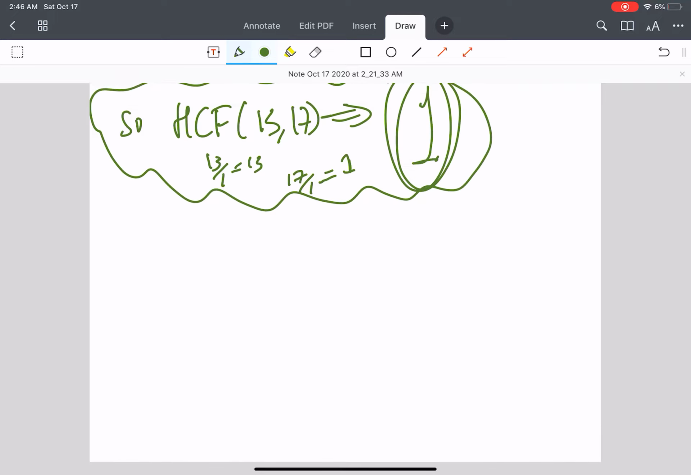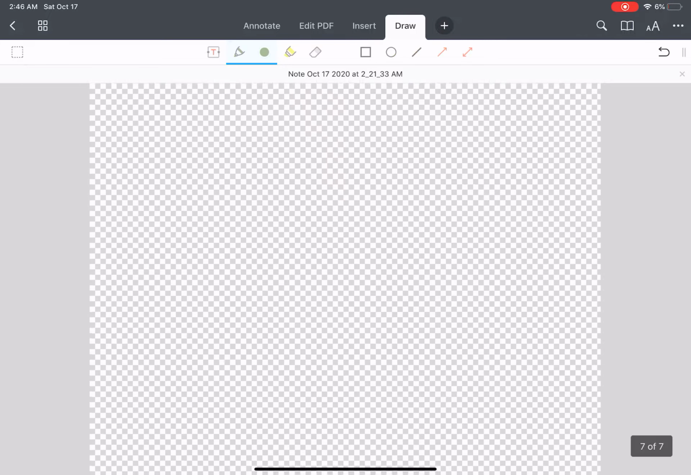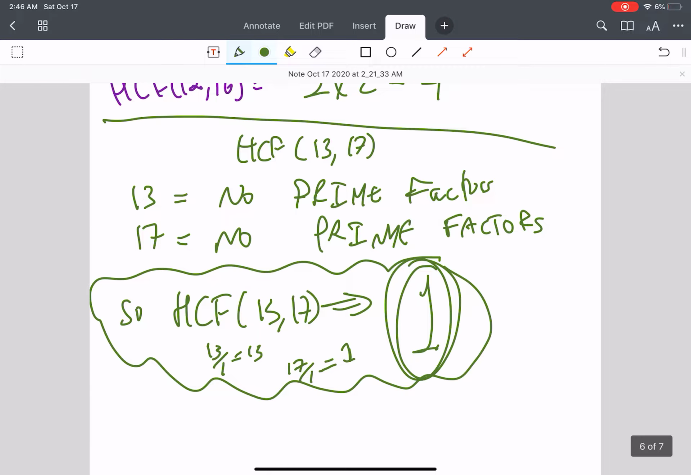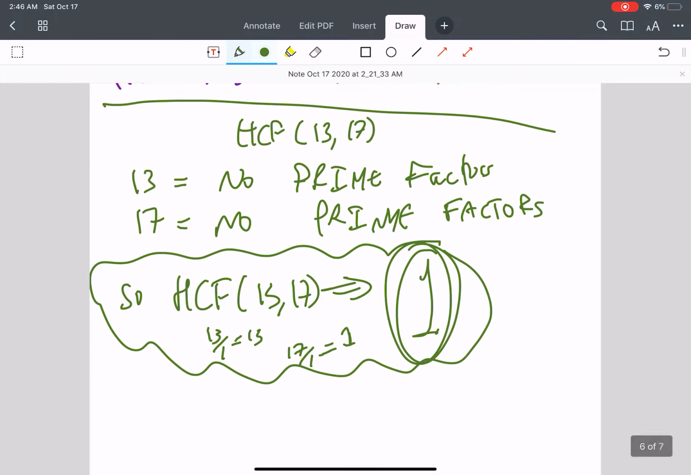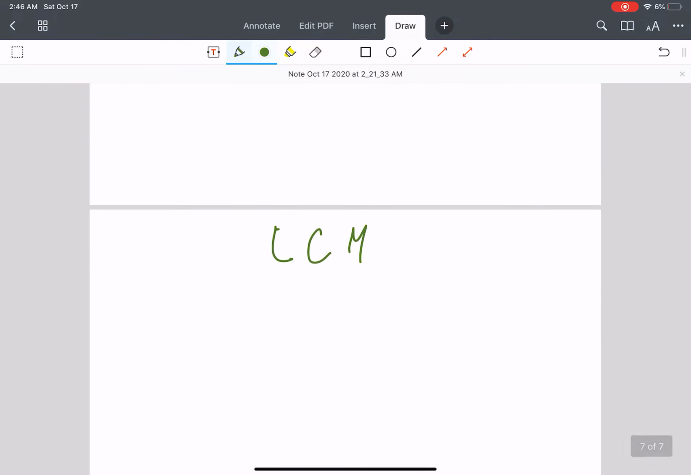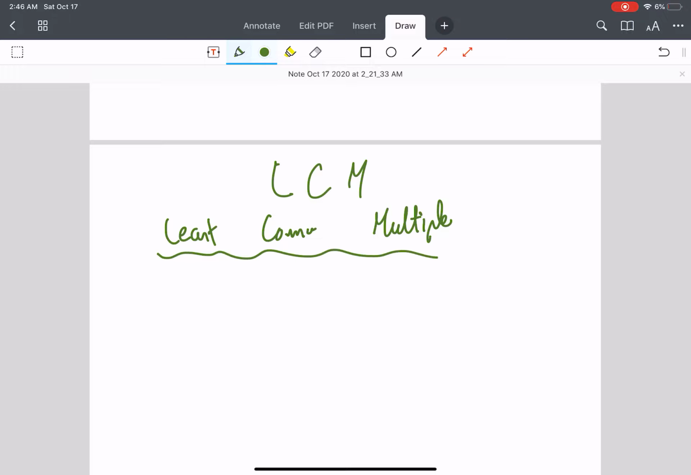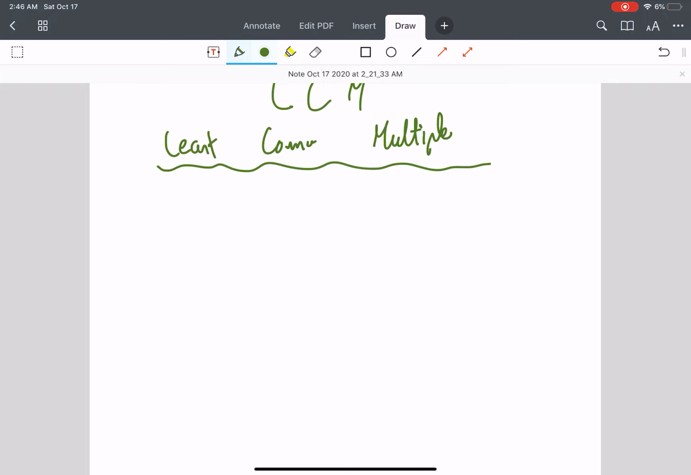Okay. The last thing we're going to see today is the LCM. Actually, this question is in the homework, so I just cheated you. But no problem. The least common multiple. This is the last thing I will say today.